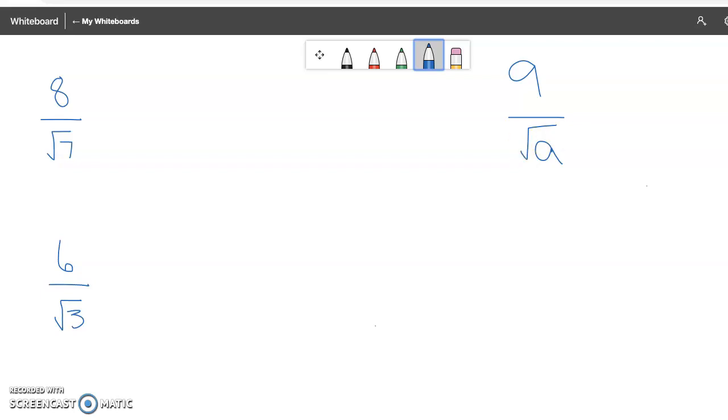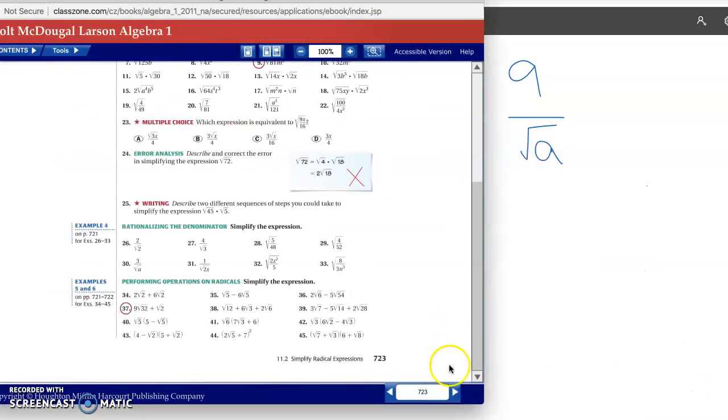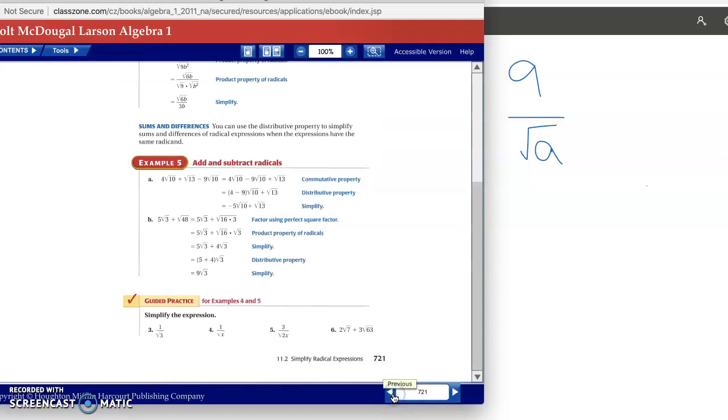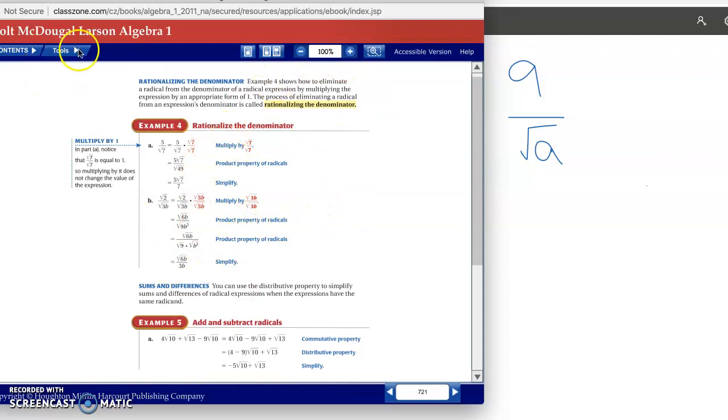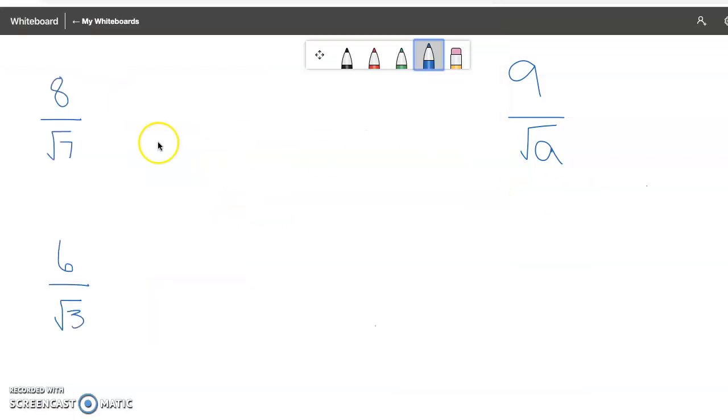And again, this is from your textbook. If you have your textbook, it is page 721 in this section here. They don't really include very many examples, so that's why I tried to include more of my own. Hold on, let me get rid of this. So what we have to do to rationalize the denominator is you multiply both the numerator and the denominator by the square root that is in the denominator.